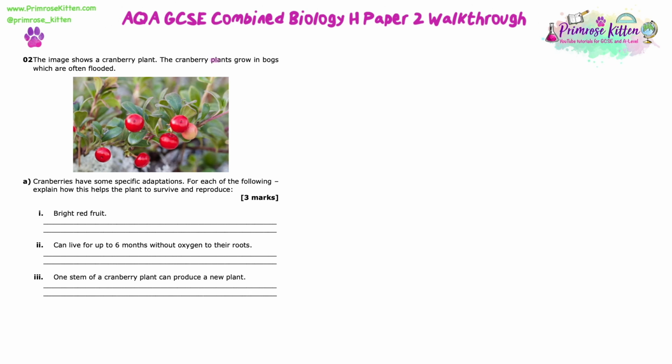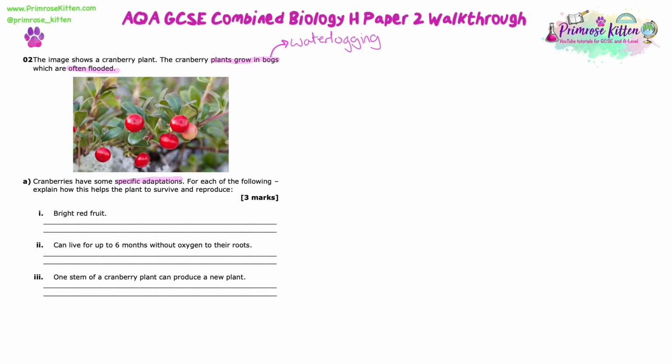Okay, the image shows a cranberry plant. The cranberry plants grow in bogs, which are often flooded. So this might be a clue to something we need later on. It's information about a plant that we've never necessarily seen or been talked about before. This idea of being in bogs, flooding, thinking about peat, for example, but this idea of waterlogging. So lots of water hanging around, marshy, wet soils. And that can obviously be a problem for some plants. If it's too wet, they won't get oxygen to their roots, and then they can literally drown.